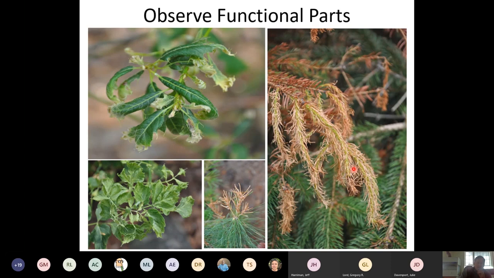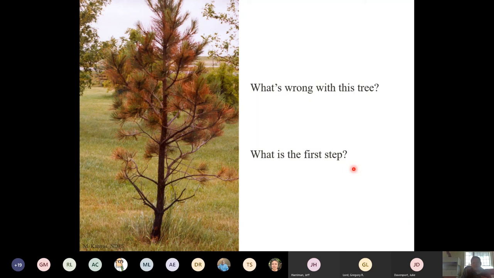What's wrong with this tree? Is this normal? What's the first step? Species identification. It is a red pine, apparently. We're looking at the site. This looks like it's a lawn. So we're doing the site inspection. Is this normal? No, this is not normal.